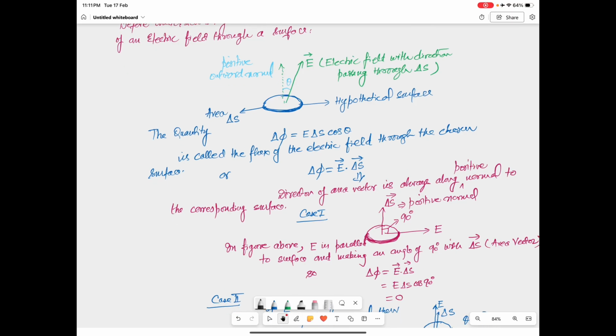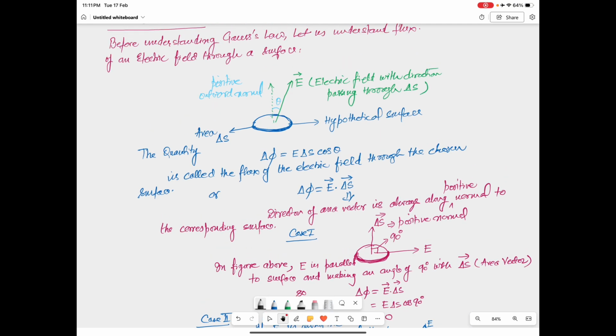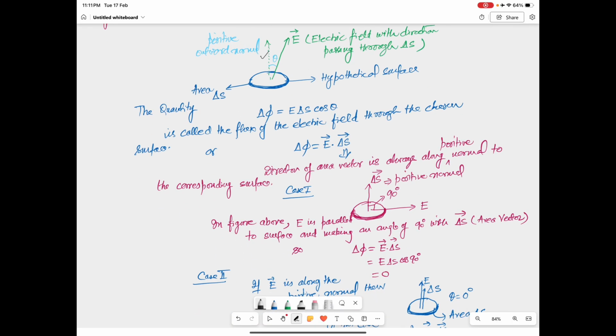And what is the direction of delta S? The direction of the area vector, this is called the area vector. It is always along the positive normal to the corresponding surface. So the positive normal I have defined here is going outward from the surface. So this will be the direction of delta S.